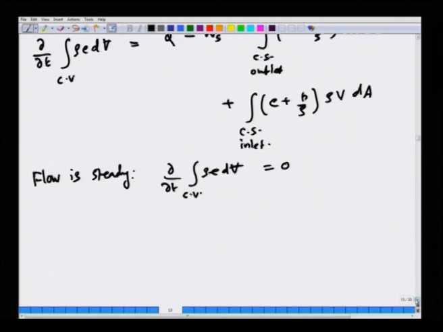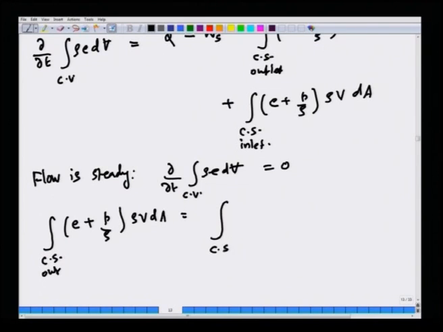So, all you will get is the integral over CS outlet of (E + P/ρ) ρV dA, which equals the integral over CS inlet of (E + P/ρ) ρV dA, plus Q dot minus W dot shaft.